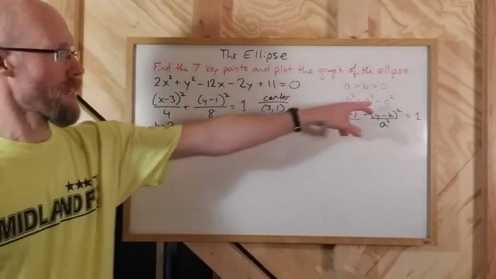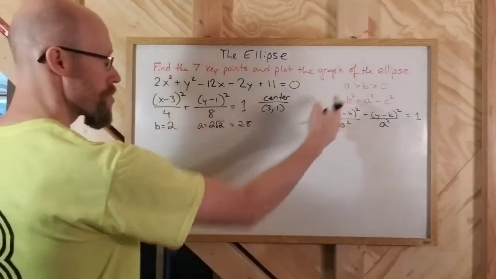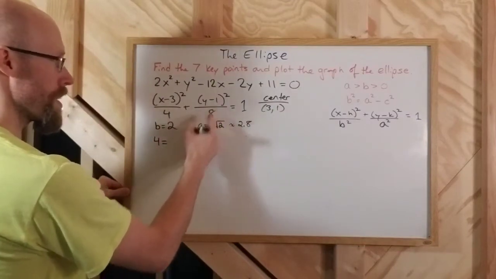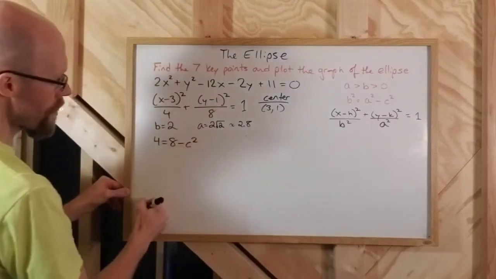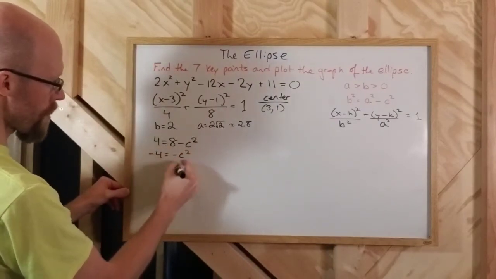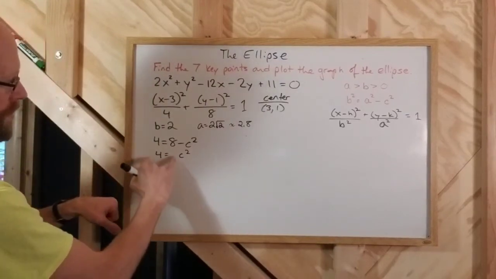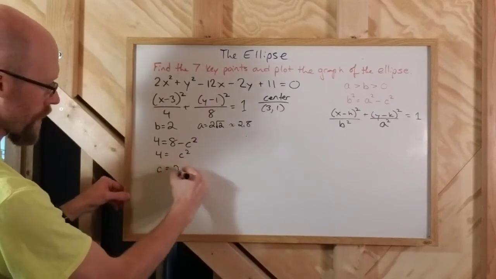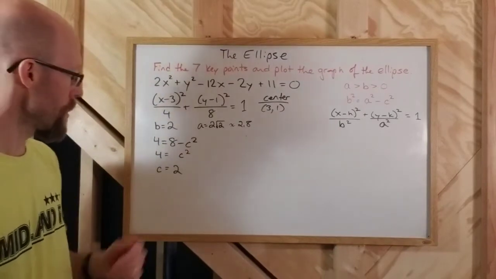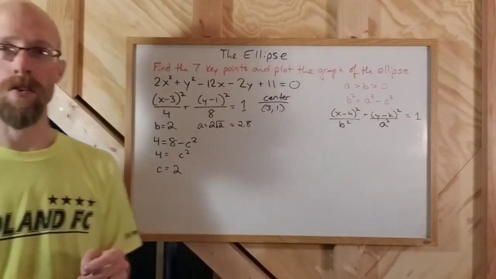Now I can also find the c value based upon that information. I know that b squared is going to be 4, so I have 4 equals a squared, which is 8, minus c squared. If I subtract the 8 off, I get negative 4 equals negative c squared. I can divide out the negative and take the square root, so c is going to actually be equal to 2 as well. All right, that's nice. That works out well. Okay, so now I can figure out all of my points.